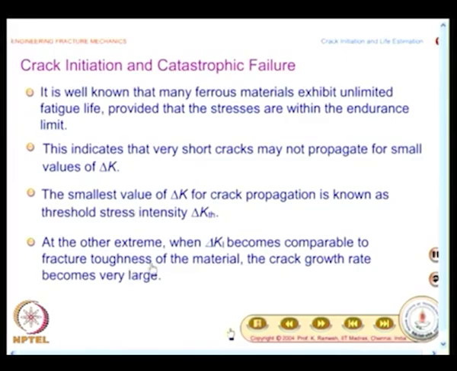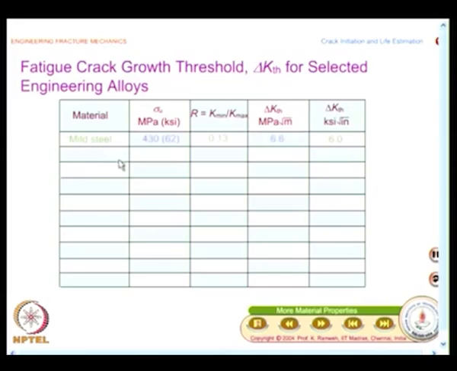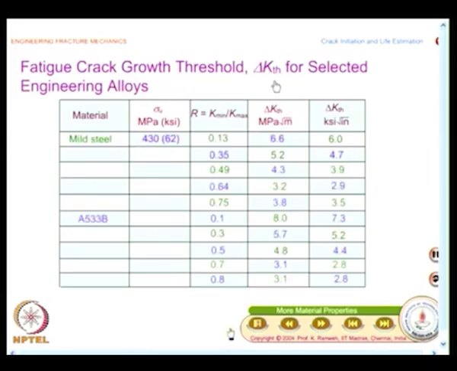At the other end of the spectrum, delta k would become comparable to fracture toughness of the material, the crack growth rate becomes very large. So, both exist. If you want to understand the complete story of the crack, there would be a crack initiation phase, there would be a crack growth phase followed by catastrophic failure. And you also have in the literature what is the value of delta k threshold for many of the alloys.